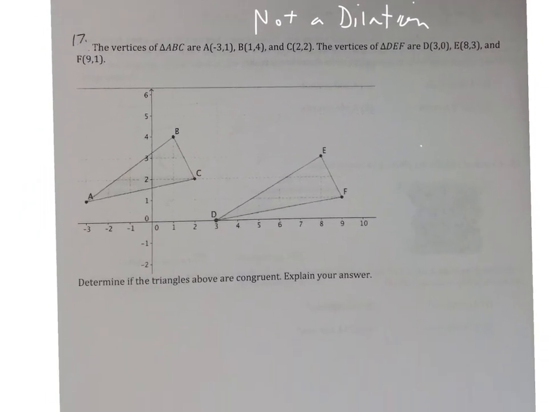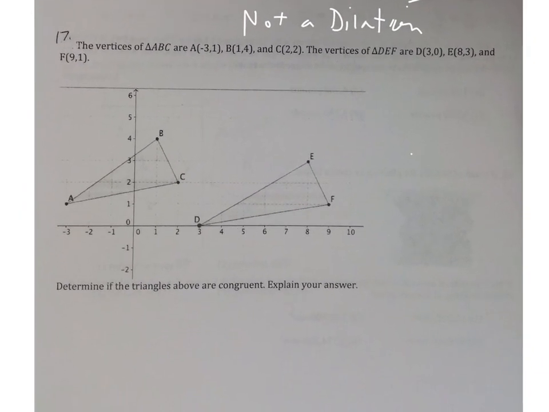For question 17, I also tried to catch you on this one as well. It says determine if the triangles above are congruent. And wouldn't you know that New York State did something very similar to this a couple years after I made this question up. It's almost like they were spying on me. So for this particular case, it looks like it's a translation. It looks like it's a slide 7 spaces to the right and 1 down. So that checks out okay for point B.